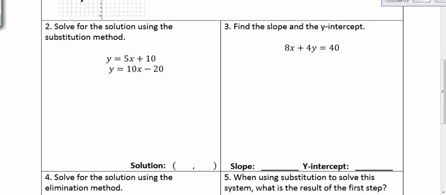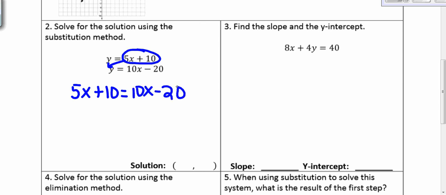Number 2, solve for the solution using the substitution method. When they're both equal to y, we've been saying they're both equal to each other, but this is just like substitution. Since one is equal to y and the other one's equal to y, you could substitute that 5x plus 10 in for the other y. Just like that. And then you just have to solve the equation, getting the smaller x over to the larger x.